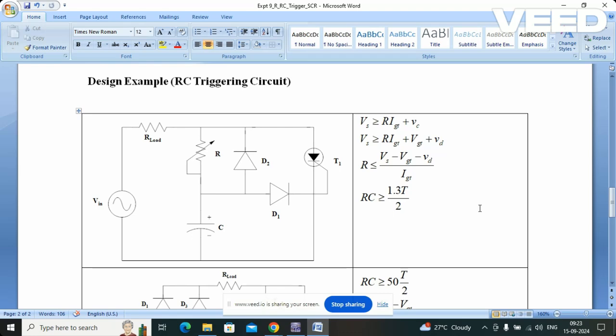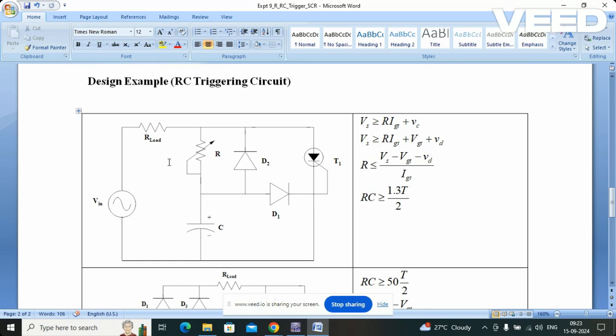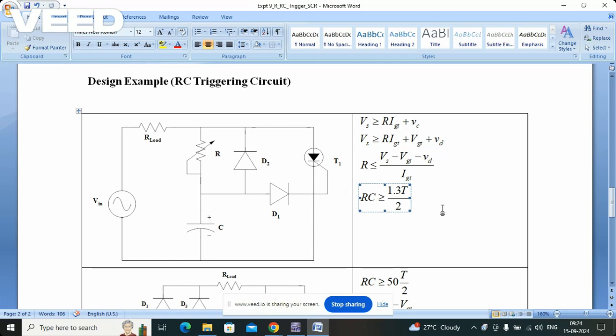So, this is the basic circuit of an RC triggering circuit. This is basically a half-wave trigger circuit. You have an SCR, a potentiometer, a capacitor, and a load, and obviously two diodes, D1 as well as D2. Now, RC should be greater than or equal to 1.3 T by 2, where T is the time period.